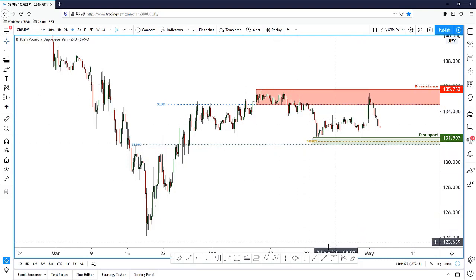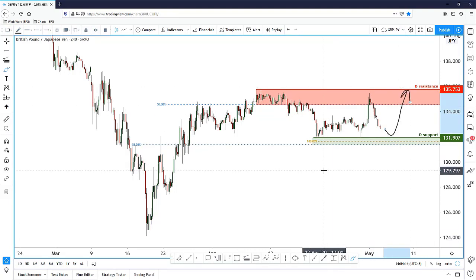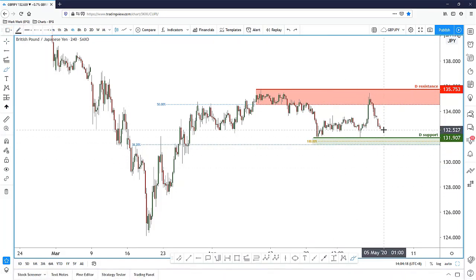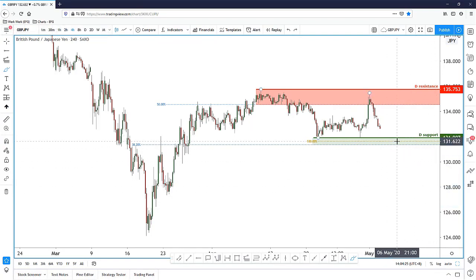Okay, so what I'm thinking right now is that price could actually make a push down towards the daily support and then react up to the daily resistance. Okay, and if price shows a clear break of the daily support, then we are going to go much lower, right? Because this is a very strong support level.